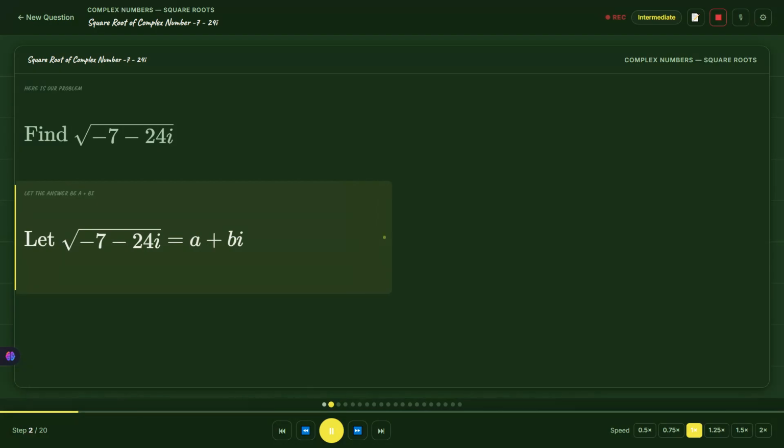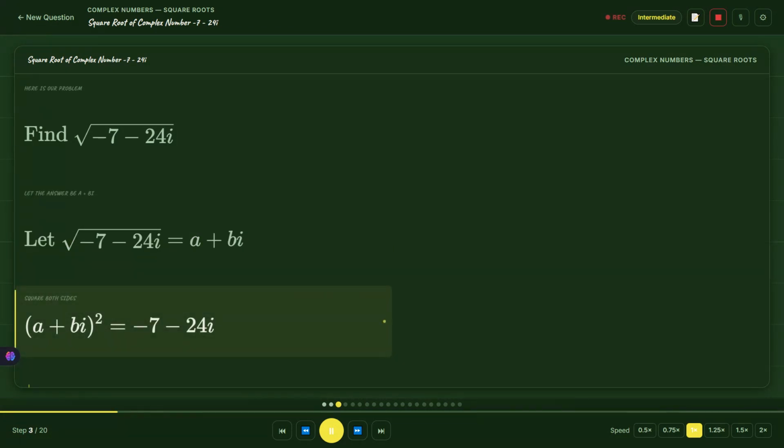Let's say our answer is a+bi, where a and b are real numbers we need to find. This is like saying, I don't know the answer yet, so let me call it a+bi. Now, if a+bi is the square root, then when we times it by itself, we should get back -7 minus 24i. So let's square both sides.